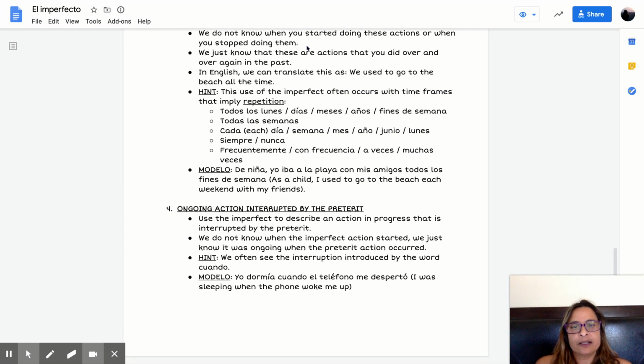The last use of the imperfect that we're going to look at today combines the preterite. So it's going to be an ongoing action in the imperfect. Again, we don't know when it started, we don't know when it ended, and that becomes interrupted by the preterite. So that would be something like, I was walking down the street when I fell down. I was sleeping when the phone rang. I was reading my book when I fell asleep. There's an action that's in progress, we don't know when it started, and that action gets interrupted by the preterite. All right. A hint is that we often see it with the word cuando connecting the two halves of a sentence.